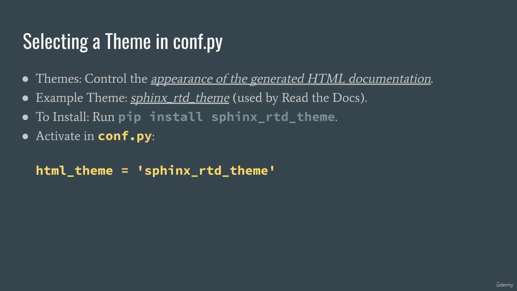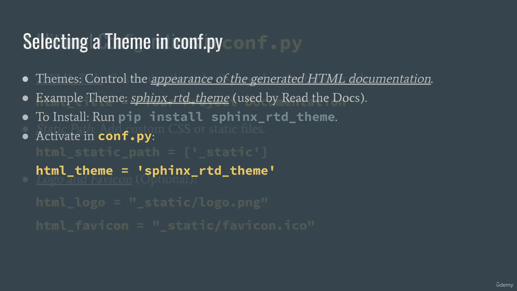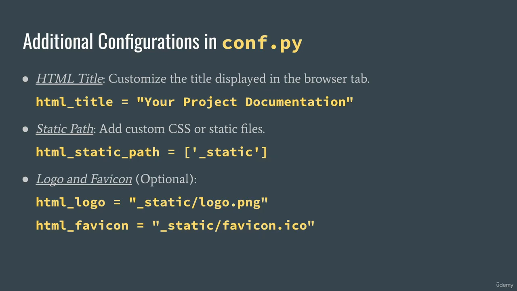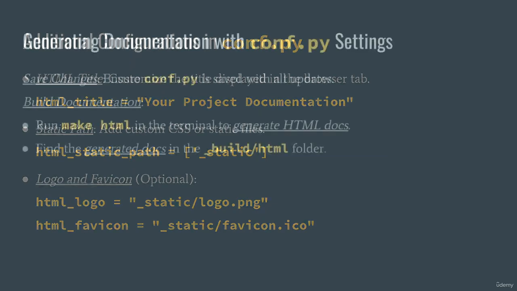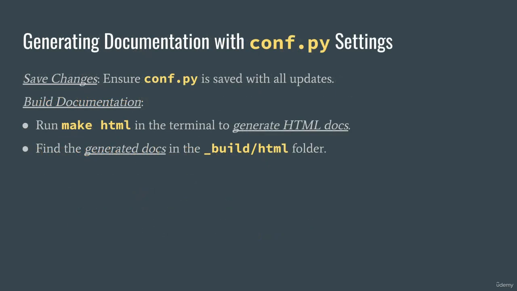To control the appearance of your generated HTML documentation, you can select a theme. One popular theme is the RTD, which is the theme used by Read the Docs. This will give your documentation a clean, professional look. You can make other customizations in the config file. For example, you can set a custom title, add custom CSS or static files, or even add a logo and favicon. Once you've made all the necessary changes in your config file, make sure to save it.